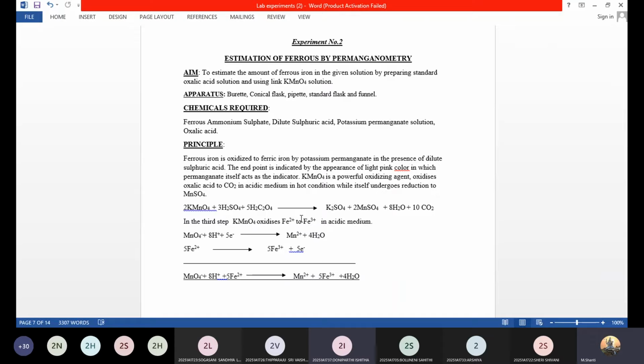Reduction takes place. No, what takes place? Reduction. Undergo self-reduction. Sorry, can you repeat it? What did you say? Yes, only reduction is taking place. Oxidation also. Yeah. Redox titration means both oxidation and reduction are occurring.